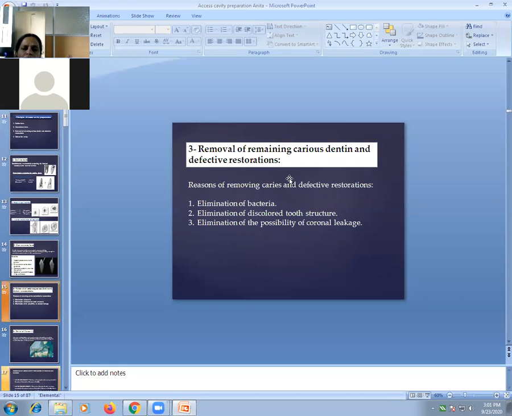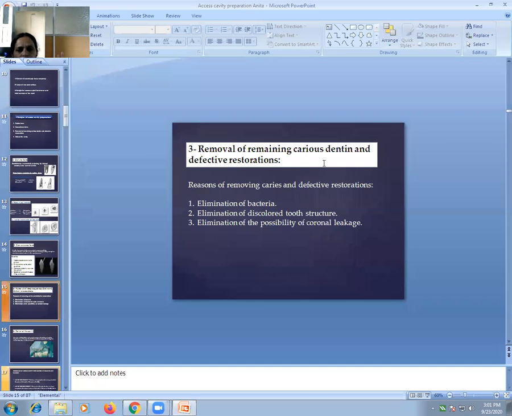So by removing carious dentin and defective restoration, we are removing chances of infection, we are removing the bacteria, we are removing the toxins, and we are also removing the restoration that may clog the canal orifices. If the canal orifices get clogged, you cannot remove the pulp tissue from the radicular part of the tooth. We cannot remove the pulp tissue from the root canal cavity.